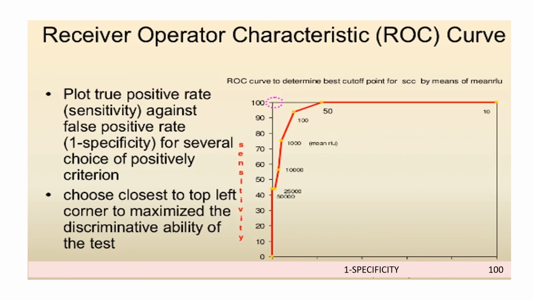So another very important thing, but from examination point of view, it's more on the good to know side, not the must know. It is the receiver operator characteristic curve. It is to determine the best cutoff point for the screening test by means of this plotting. You plot the true positive rate, that is sensitivity, against the false positive rates, that is 1 minus specificity, for several choices of positivity criterion. Choose the point closest to the top left corner to maximize the discriminative ability of the test.